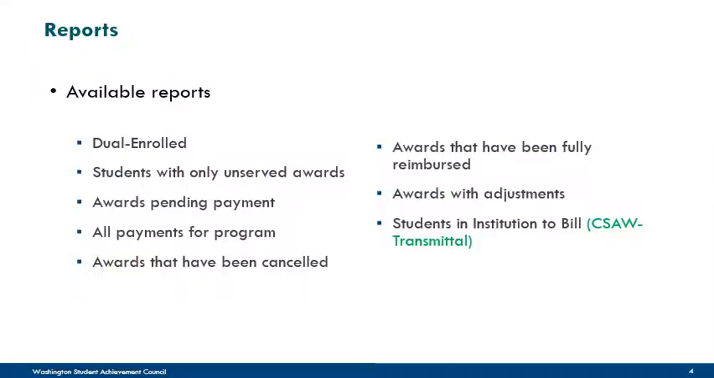The reports that are available to you are dual enrolled, students with only unserved awards, awards pending payment, all payments for programs, awards that have been canceled, awards that have been fully reimbursed, awards with adjustments. Also available is a report to check for students that are in the institution to bill or in repayment status. This was located in Seesaw under transmittals and is not in the general report area.